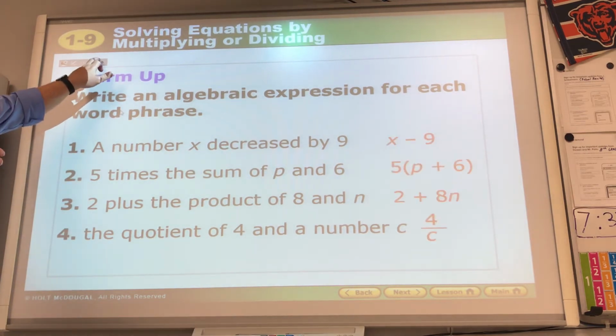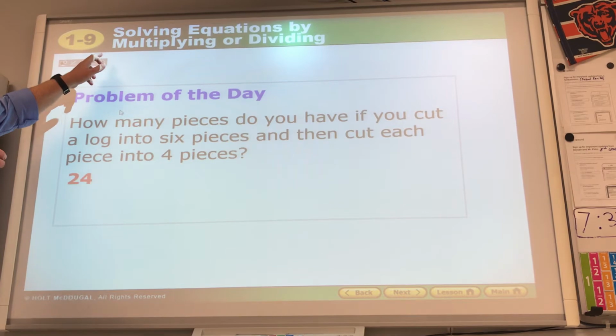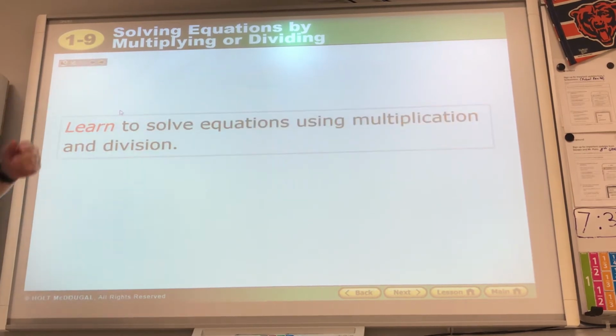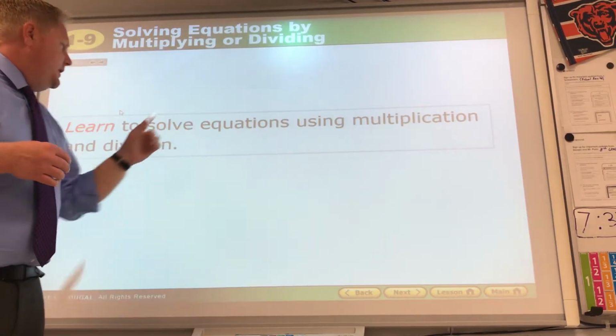It's good practice. Hopefully you read through them and do them. Problem of the day, well done. And solve equations using multiplication and division.